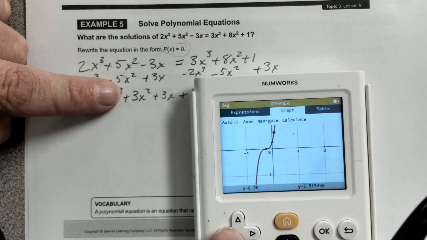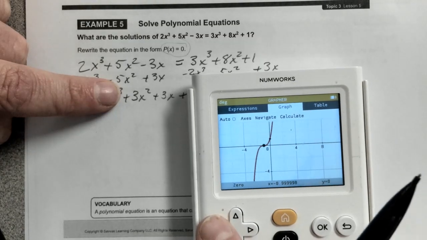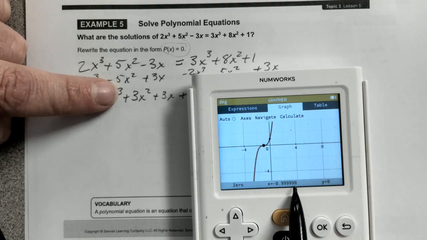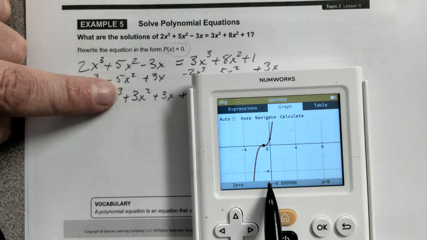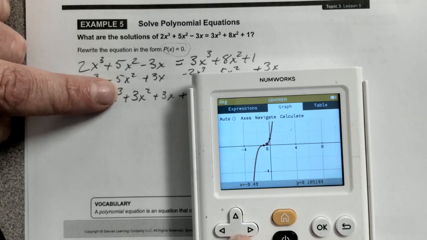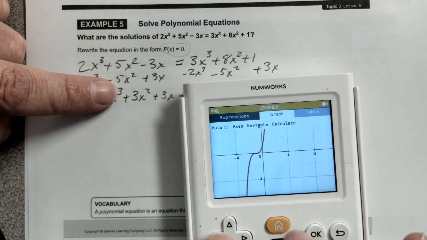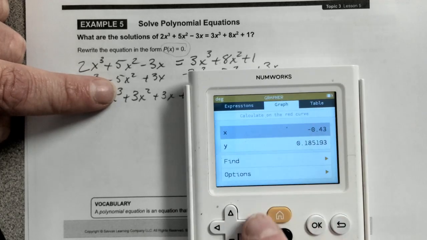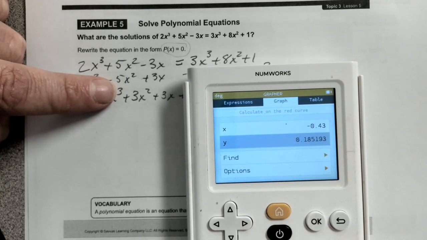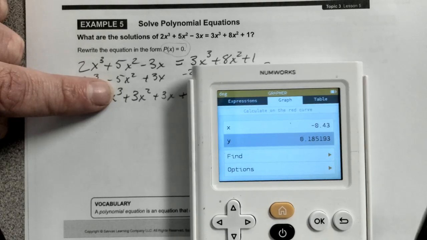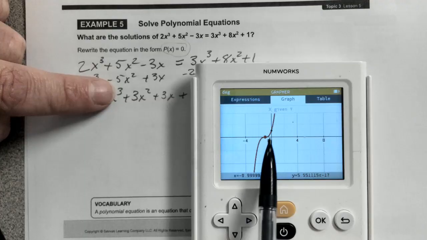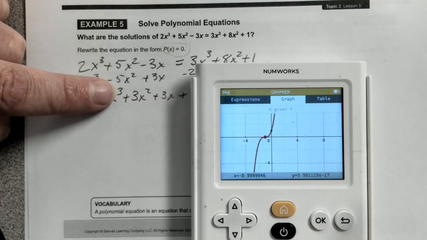It's right there at negative 1, right? So let me just make sure. For all intents and purposes, we got a negative 1. Now, if I want to calculate it, I can. I go to calculate, I hit OK. My Y value is 0. So when my Y value is 0, what does it kick back at? Oh, it doesn't really tell you, does it?